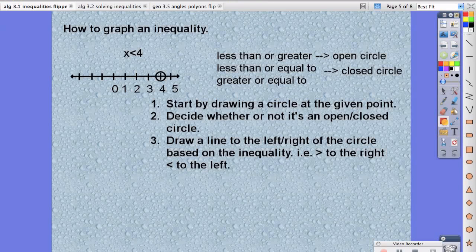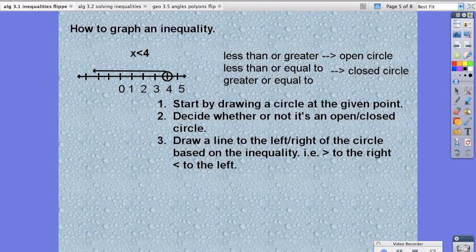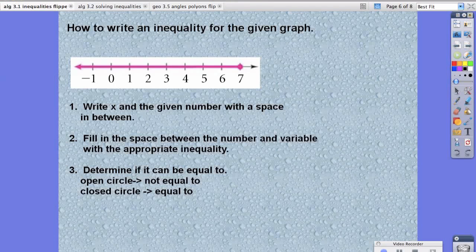So here we go. I'm going to take it and draw it right above it. And that would be it for that one. So now we're going to go backwards. We're going to learn how to write an inequality for the graph.